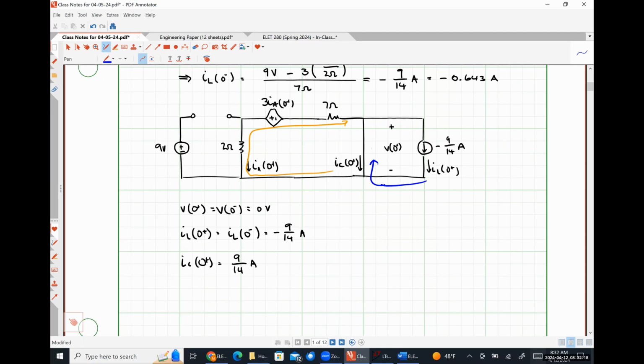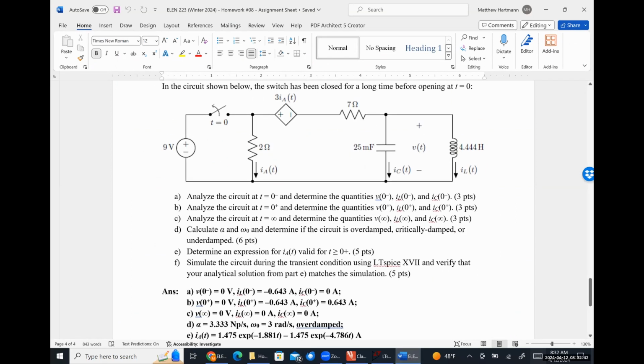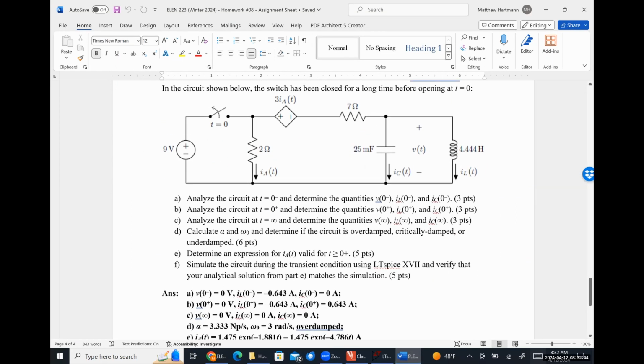Okay. Do we need to analyze this circuit at t equals infinity at all? No. Because our dependent source, excuse me, our independent source is switched out of the circuit. So everything is going to be zero at infinity. Okay. Let me see if I even asked you guys. So I did ask you to do it at infinity, but the answer is just zero for everything, which you can determine by inspection.